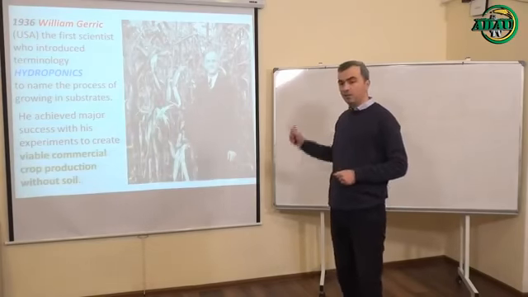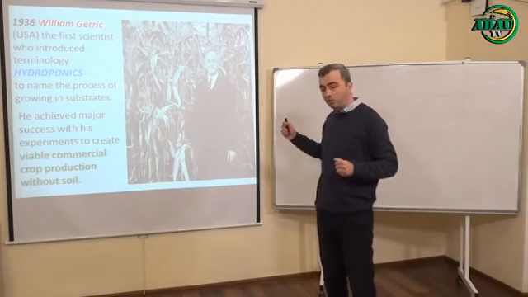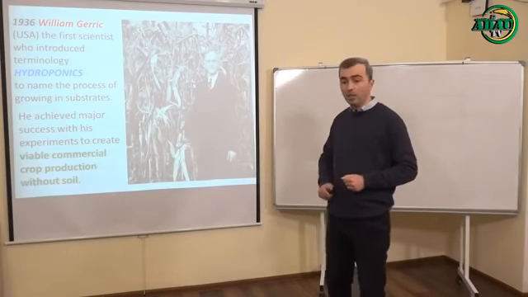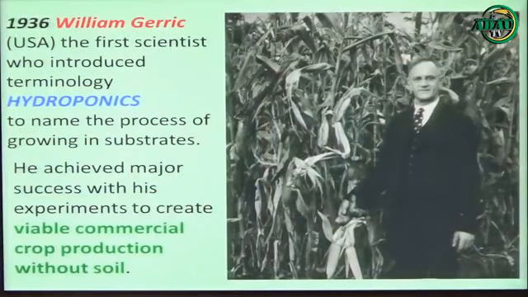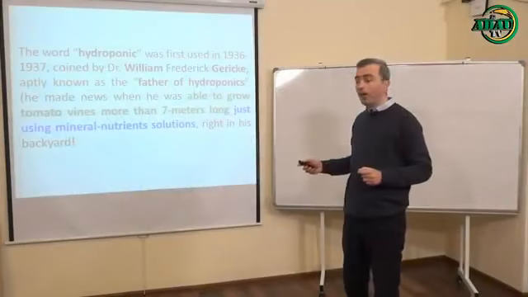The next one, the person who lived in the US and who first named the process hydroponics, was William Gericke. In his laboratory, he was able to pass the experimental stage, and he was the first person who introduced commercially viable crop production without soil. In his experiment, he was able to grow tomato plants and other plants very tall. For example, in this case, he grew a plant 7 meters long, just using mineral nutrients. So William Gericke is also called the father of hydroponics.